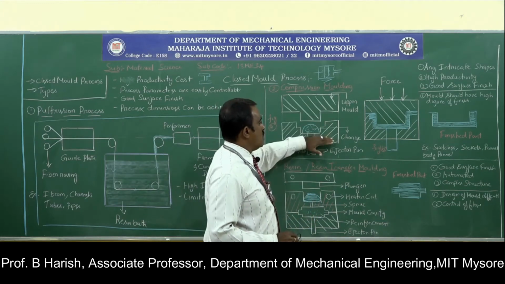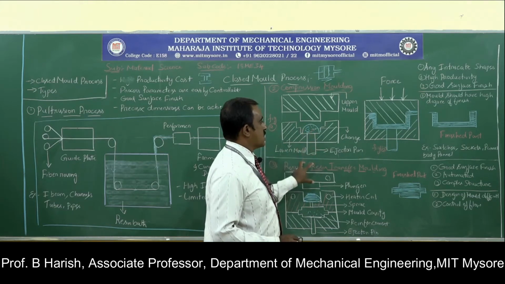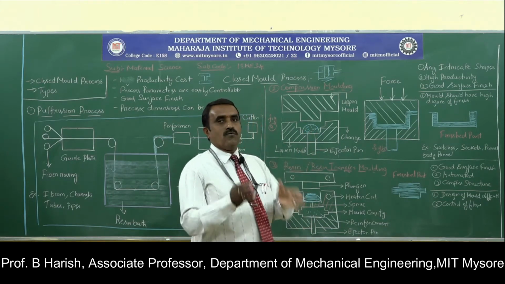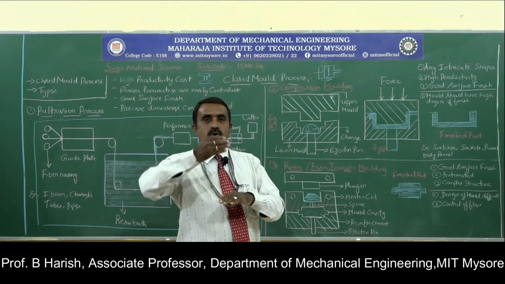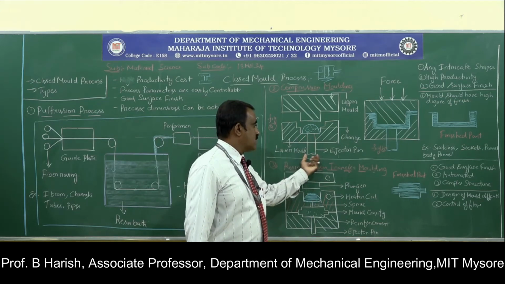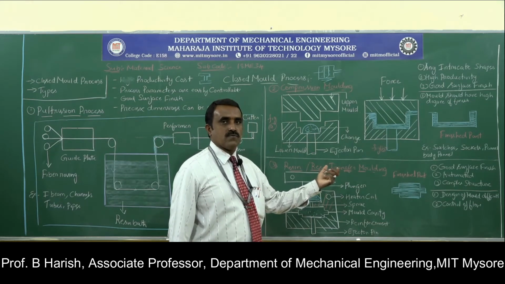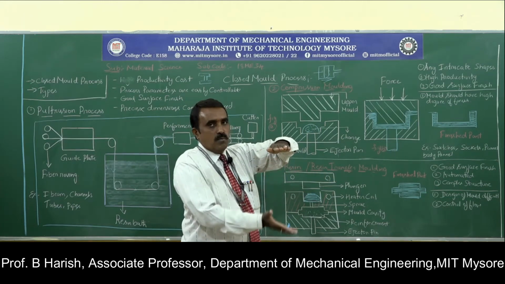This is the upper mold, this is the lower mold, and this is the ejector pin. The mold will have two parts, the upper mold and the lower mold. The lower mold will have the ejector pin. The upper mold is fixed, and the lower mold can be moved in and out.